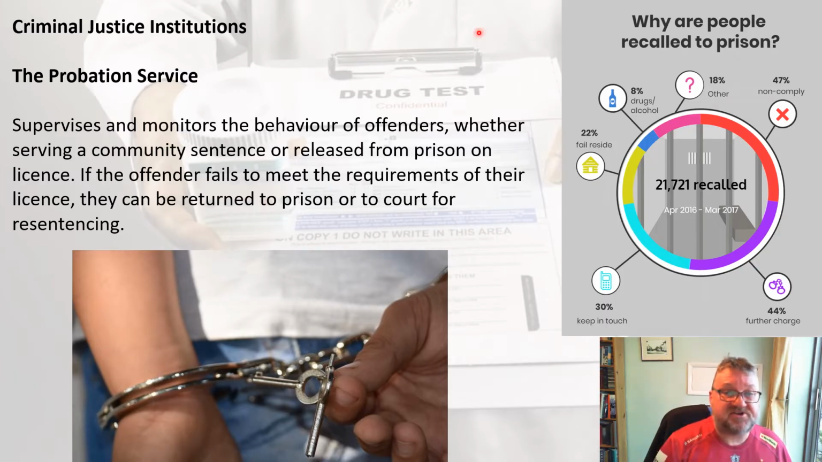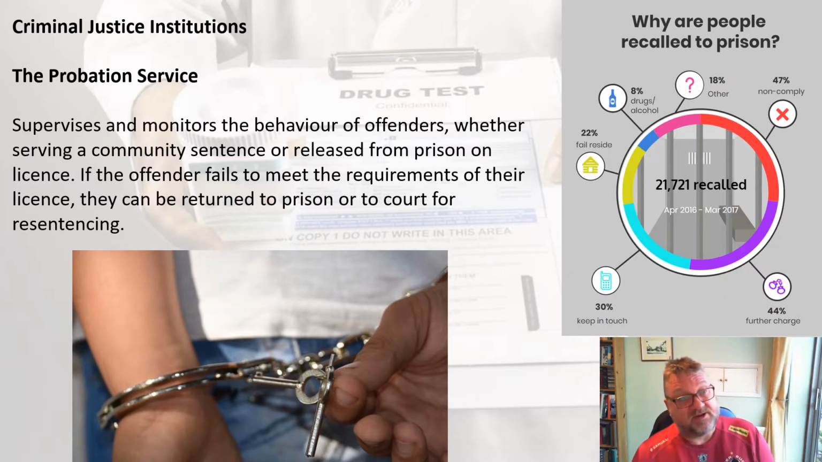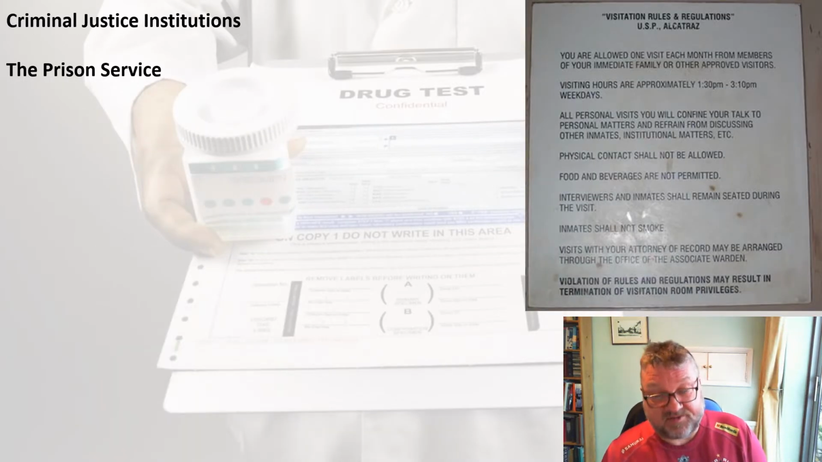But you can see here from this stat here why people are recalled to prison: 8% for drugs or alcohol, 22% for failing to reside in the place they were told to, 30% for failing to keep in touch, 47% not complying with the terms of their licence, and 44% reoffending. So that's the probation service.